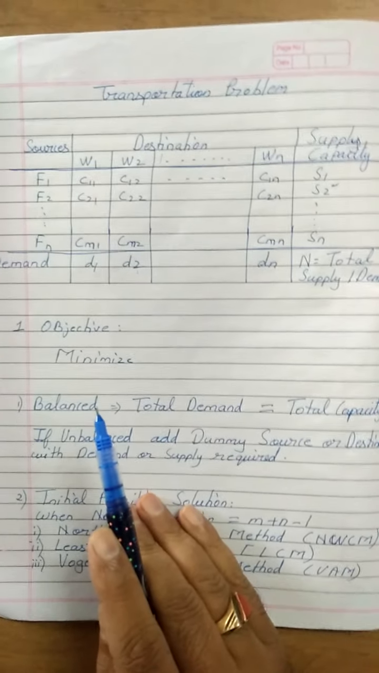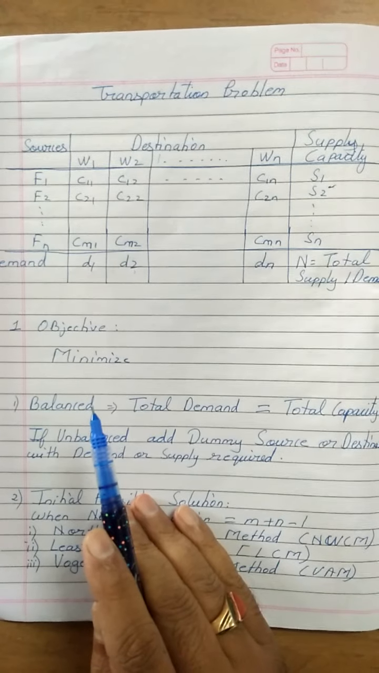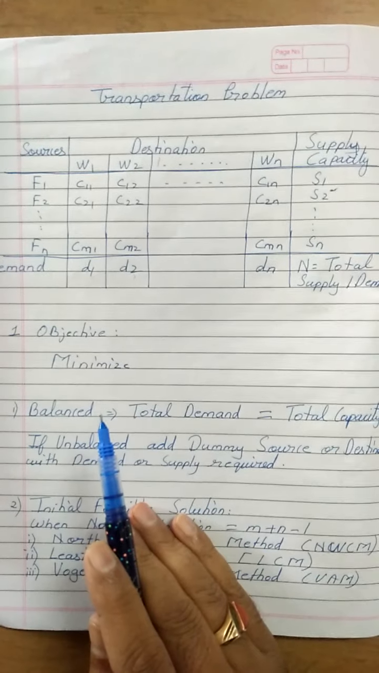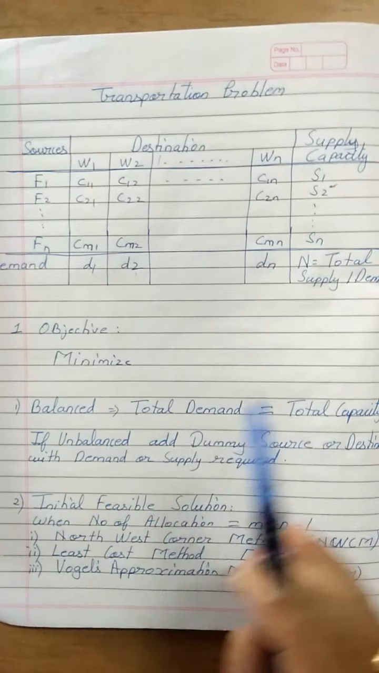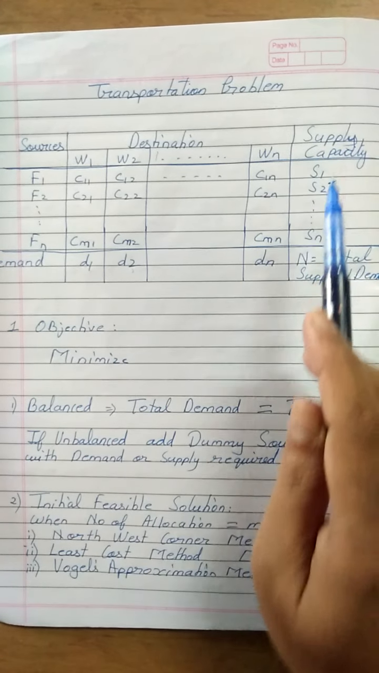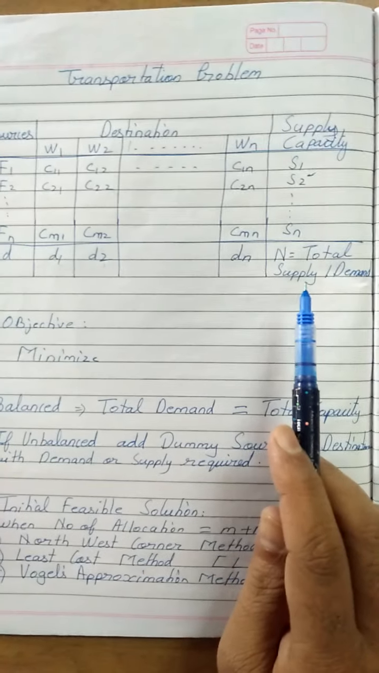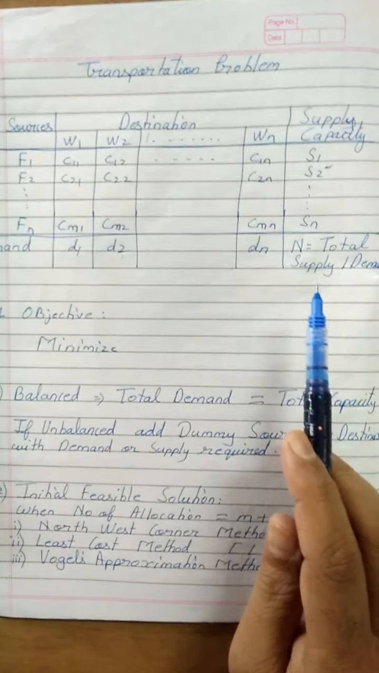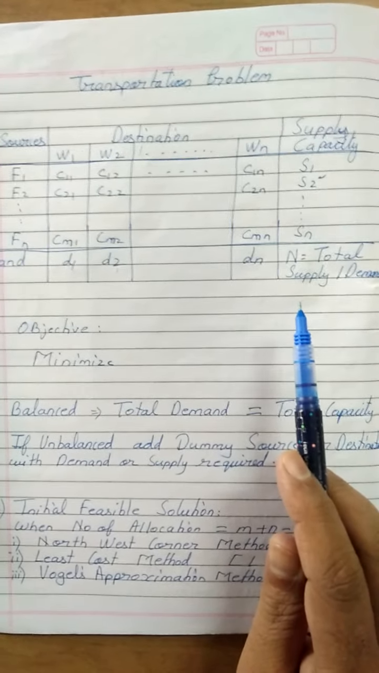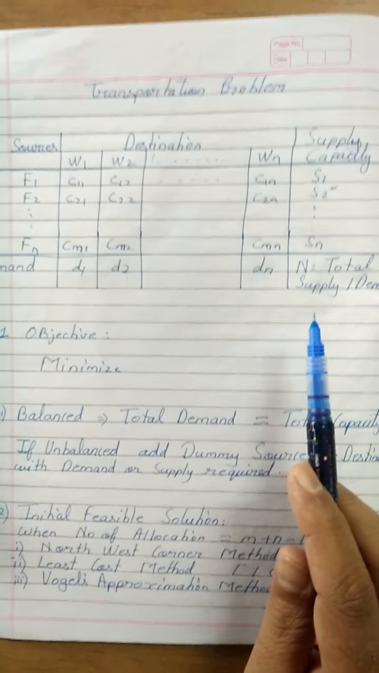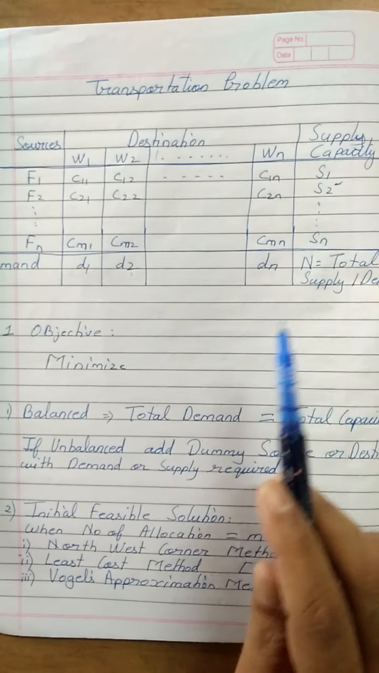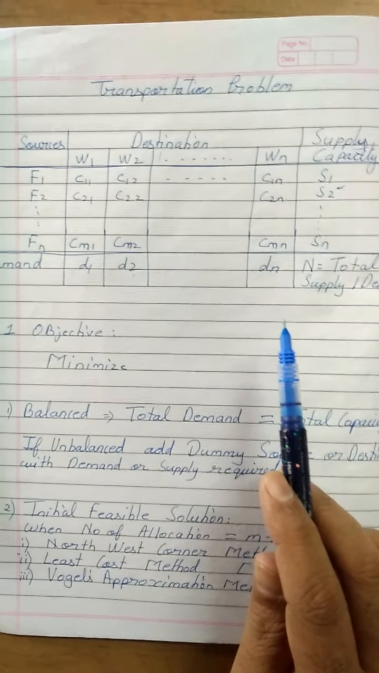Now to solve this, we should know whether it is balanced or imbalanced. Same as we did in the assignment problem, the only difference is that to balance this problem, the total of demand should be equal to the total of supply or capacity. If total demand is equal to total supply, then we can say that the problem is balanced. Else we need to add a dummy source or a dummy destination with cost 0 and keep the demand or supply, whichever we have a shortfall of.